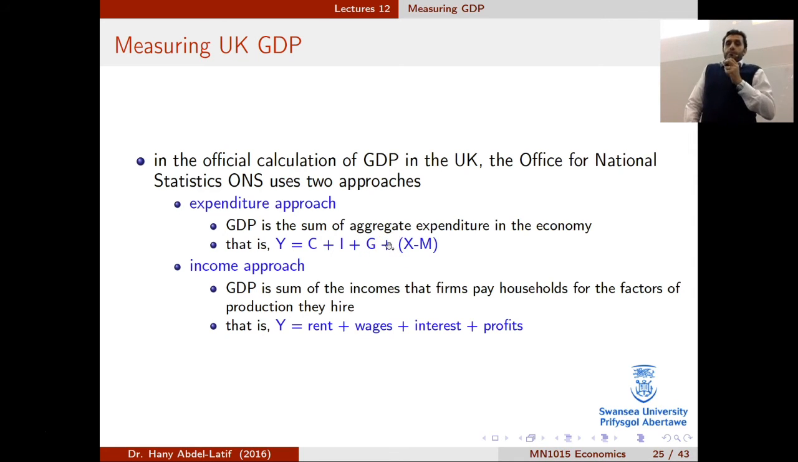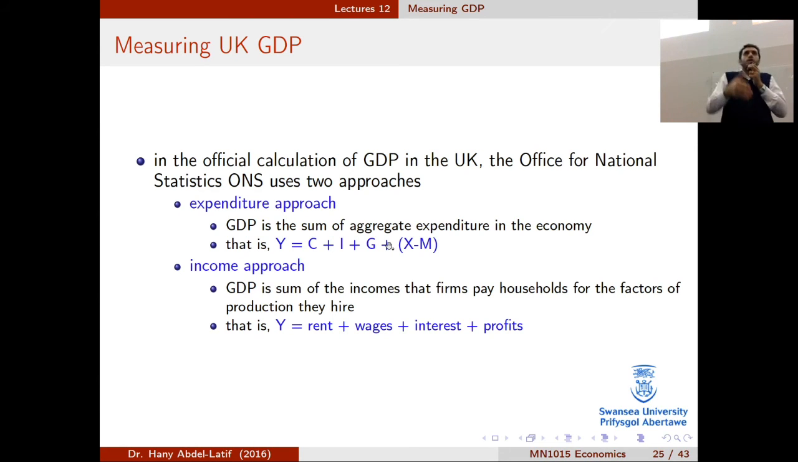Also, they use the income approach, which is the sum of incomes. So when you sum all the incomes in the economy, this will give you the GDP according to the income approach. You could sum up all the incomes we have: rent, wages, interest, profits, etc. So whatever incomes we have and how these incomes are generated. When firms hire the factors of production from households, they need to pay for this. So they pay the income for these factors of production.